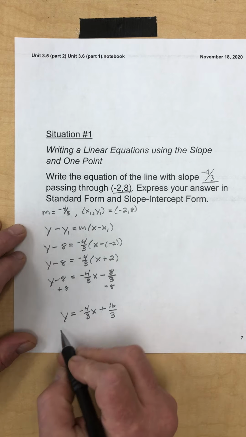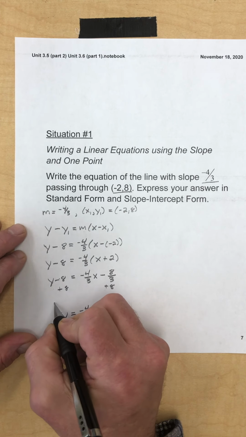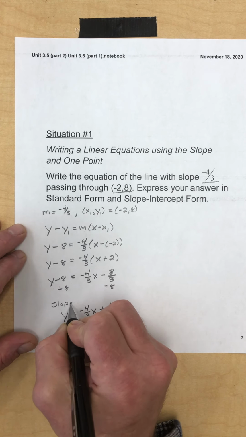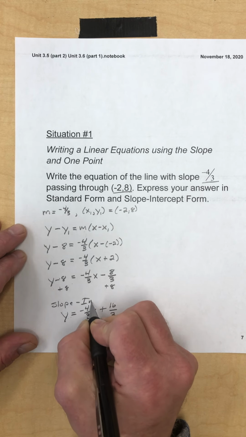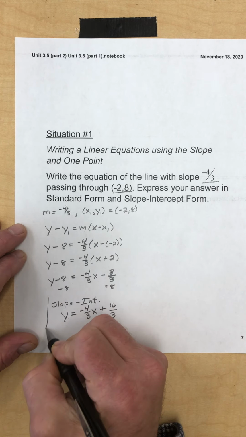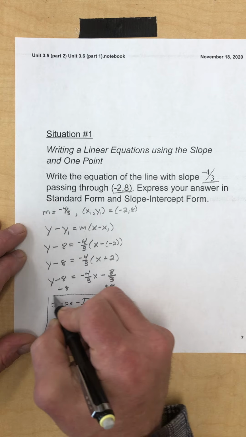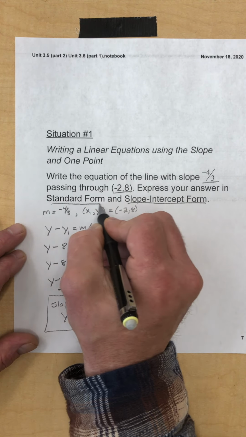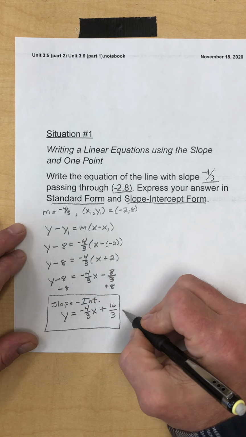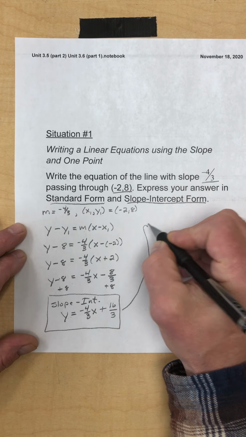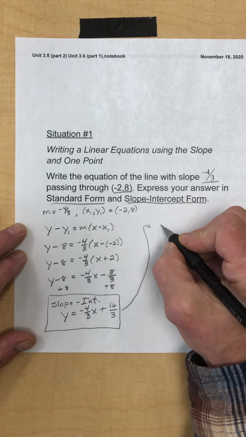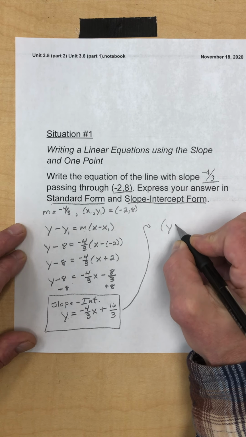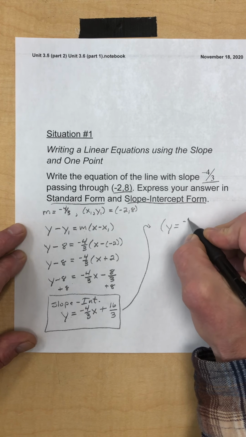Now, notice it's y equals, so this is slope-intercept form. Okay, so I have that. Now, because we have slope-intercept form, we want to come up with standard form. So again, I'm going to take this guy, and the first thing I always do, just like the last one, is get rid of the fractions.